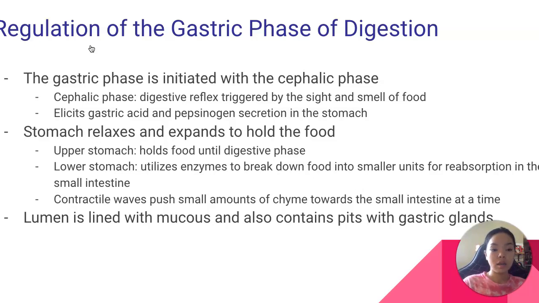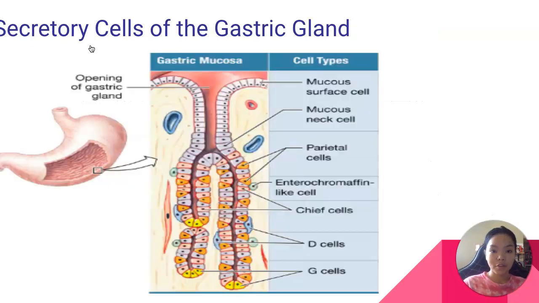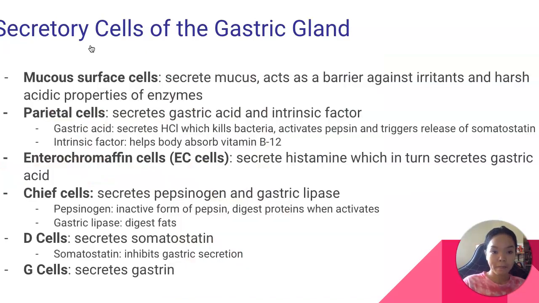And then lastly, the lumen is lined with mucus and also contains pits with gastric glands. And I will go into that further in the next slide. So here is a depiction or a drawing of what a gastric gland looks like in our stomach. It contains many cells, as you can see, and I'll go into that in the next slide.